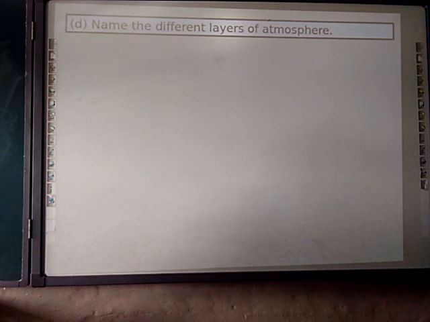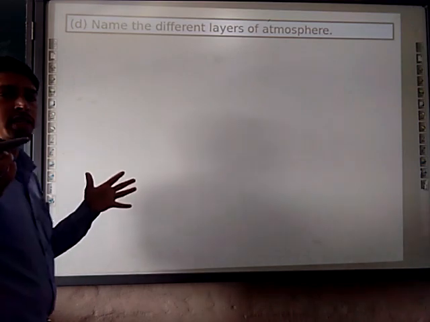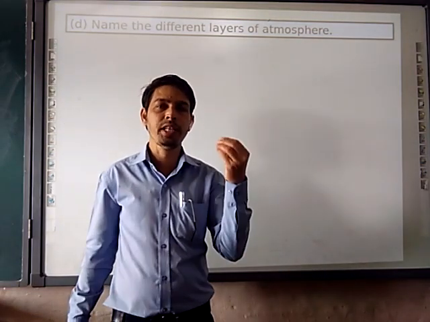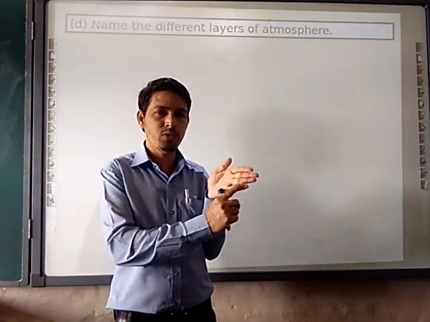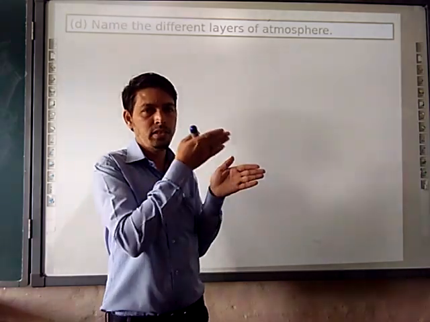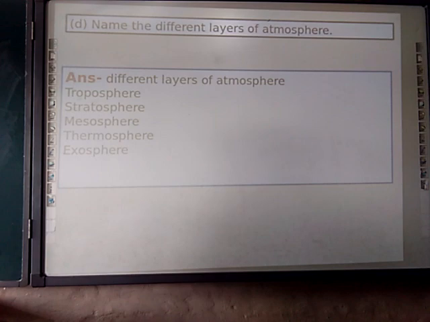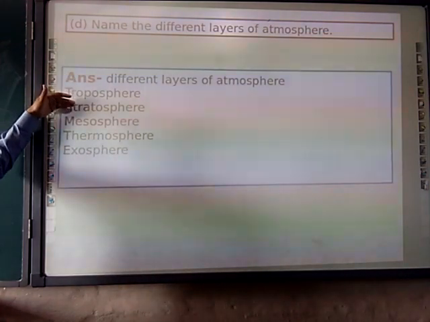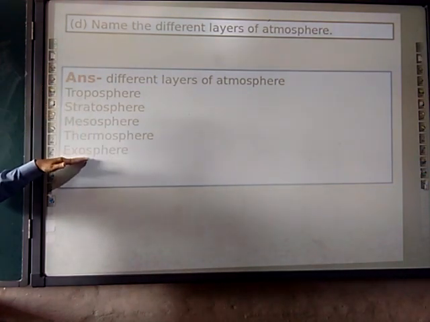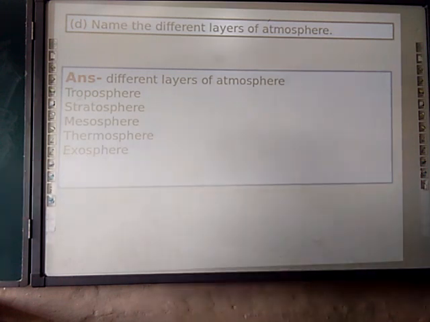Next, name the different layers of atmosphere. Just now we have seen the different layers of atmosphere. They are five. According to that, you have to write the layers of atmosphere, and I told you to draw this diagram also. Troposphere, stratosphere, mesosphere, thermosphere, exosphere. Right?